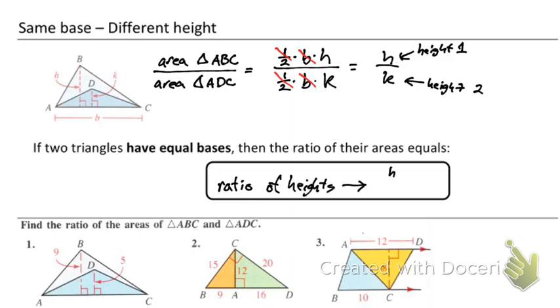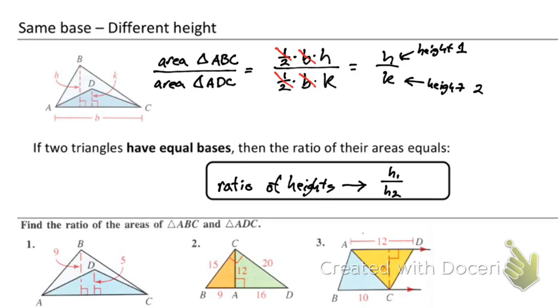Which would be the same thing as height 1 over height 2. Once again, that is my area ratio. Did I square anything? No, you have to keep that straight. The only time you're squaring it is if you have similar shapes, like similar triangles. If I'm just doing same base or same height, you're not going to square anything. But that is still your area ratios.